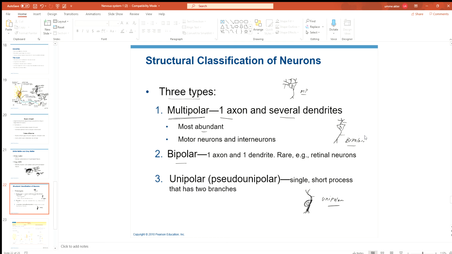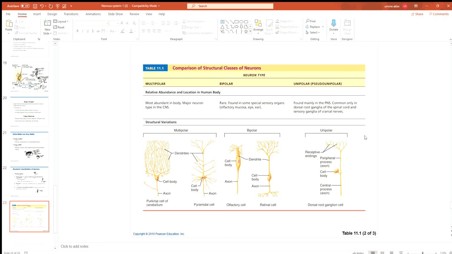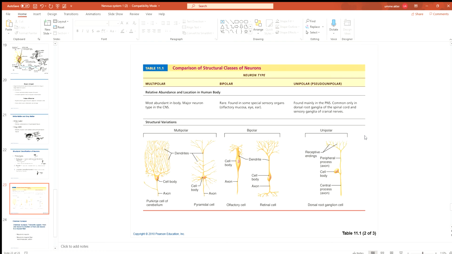So those are different types of neurons. You see these are multipolar, one axon, many dendrites, bipolar, one dendrite, one axon. This is only one axon. Okay, so this is the cell body. So this is unipolar.